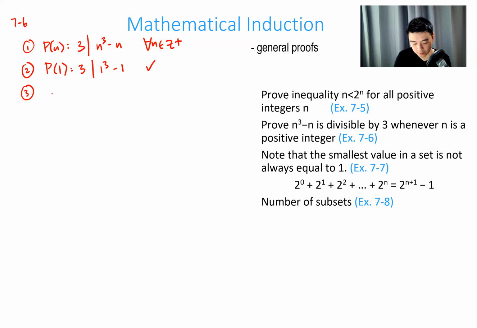Number 3, we assume P of k. So P of k statement is 3 divides k cubed minus k. All right, so now I'm going to take an aside here.